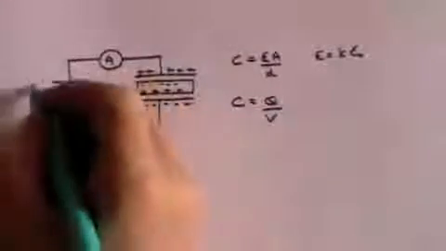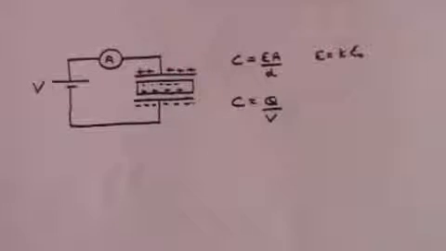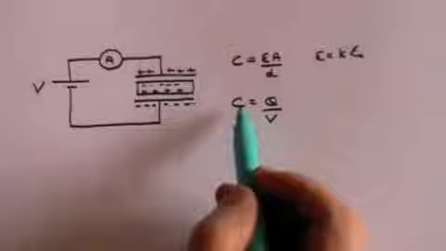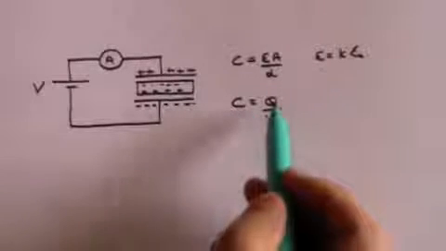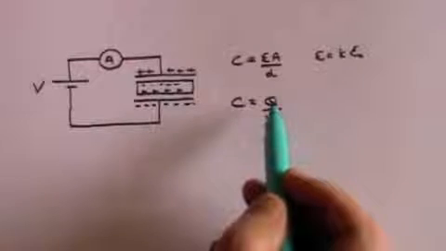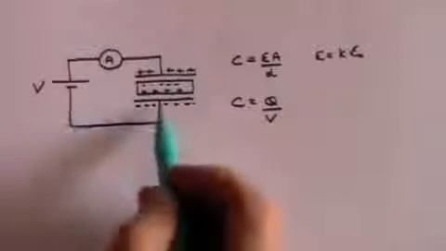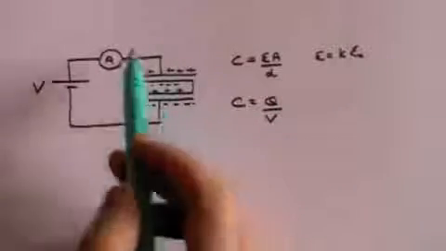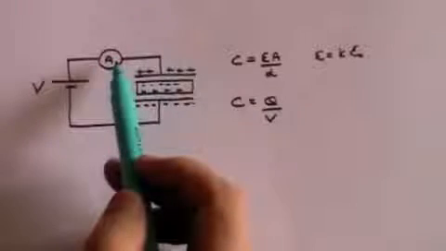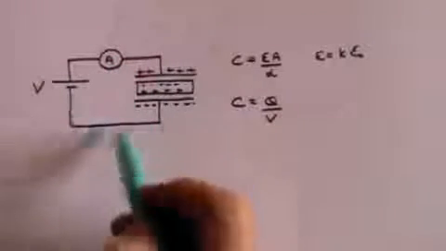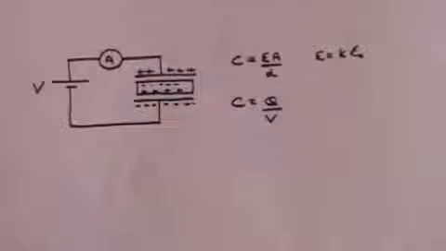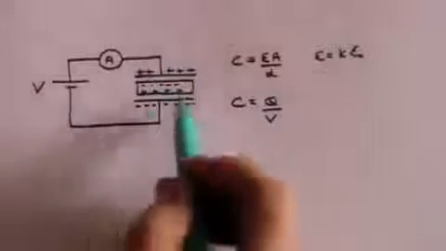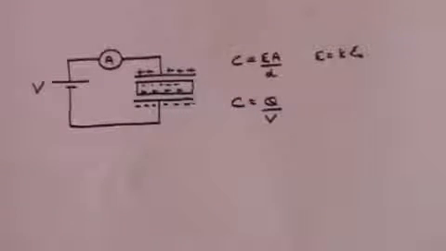Now V is the voltage of the battery, and that's not changing because the battery is still connected. But C has increased 5-fold. So immediately you can see that Q will increase 5-fold. In other words, a lot more charge will flow onto these plates, and you will see a current flow in the ammeter, because as soon as you put that dielectric in, more charge will flow. That means a current will flow, and there will be more charge on the plates.